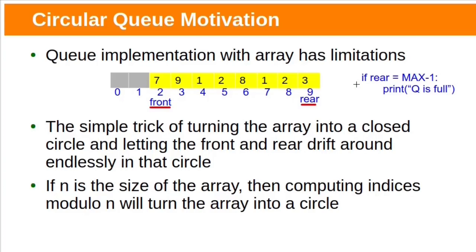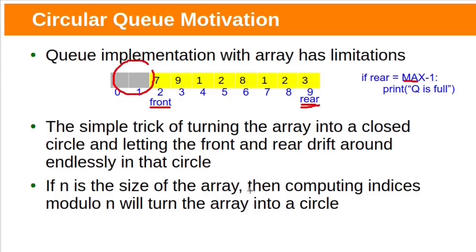Since the linear queue overflow condition is if rear equal to max minus 1. If this condition is satisfied, then the queue is full. Here this max is the array size. If we turn this array into a closed circle, we can overcome this situation. Means we can insert even if rear reaches the maximum index, if we have space.